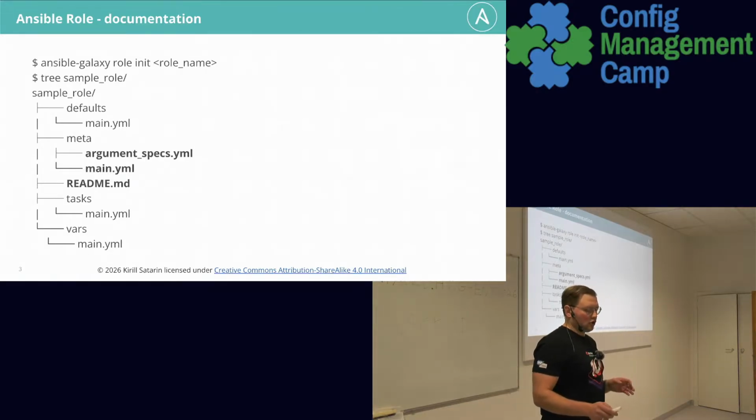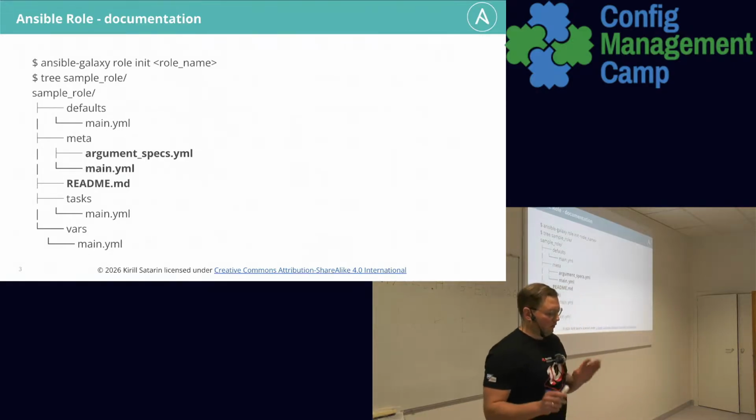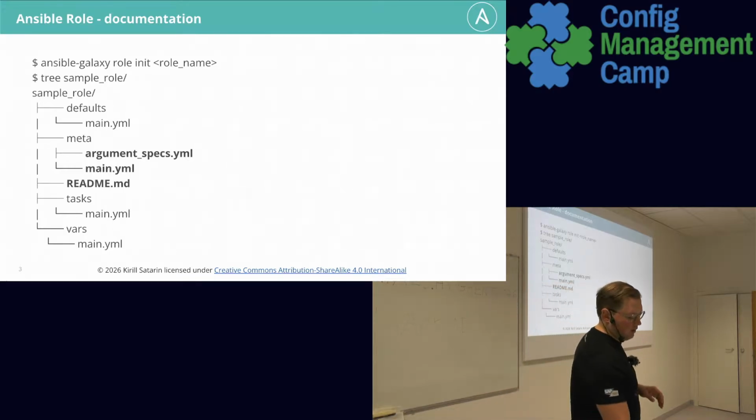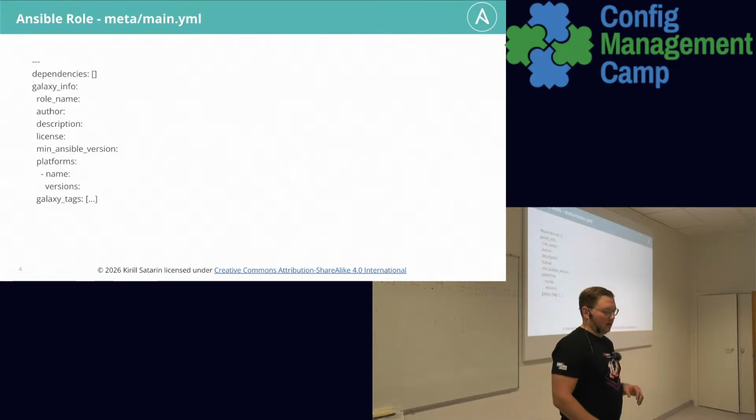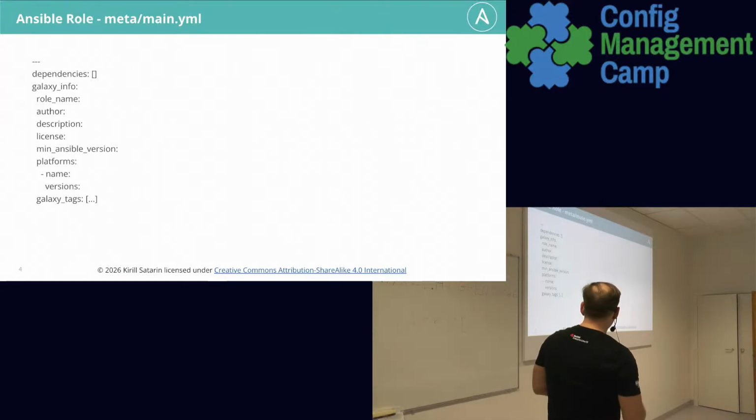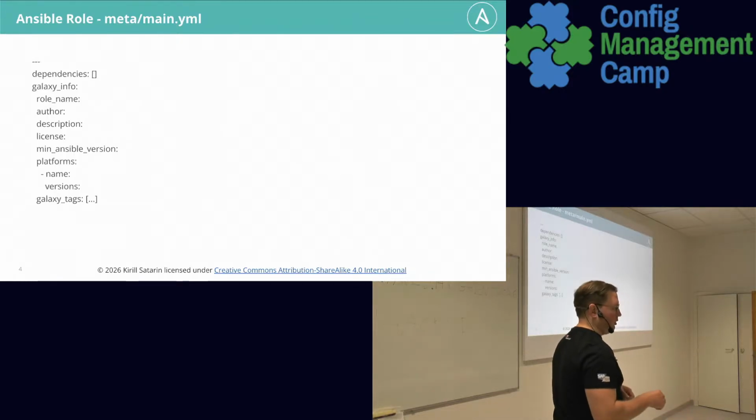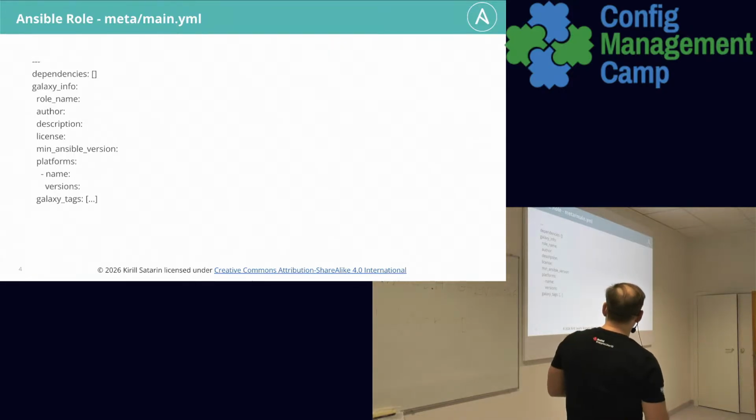I will show how these three important parts play their role in the documentation. So this is how the meta main file looks. These are the usual parameters which you supply. Basically, everything here is for information purposes, with the possible exception of dependencies, which are actually roles that will be executed before you run the role. Everything else is just for information.